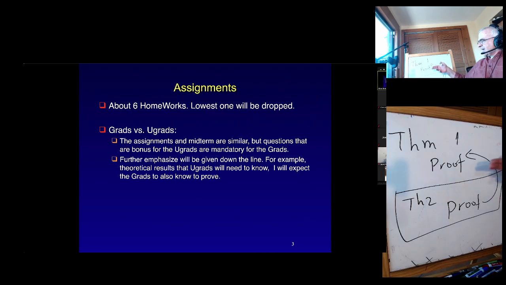However, from the undergrads, I'll expect them to know the proof of theorem 2, to understand the proof of theorem 2, and it will be enough to just be able to cite what theorem 1 is trying to say without understanding or reading the proof of theorem 1, while from the grads I'll expect to understand both cases. That's the type of nuances between the grads and undergrads.